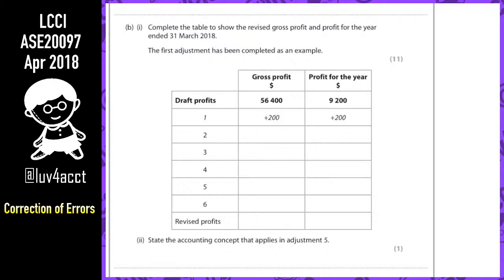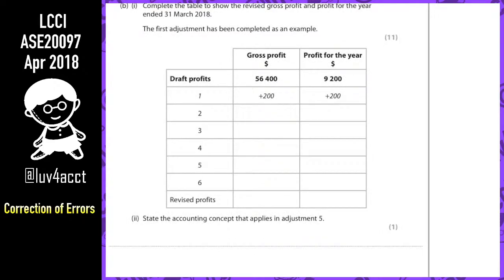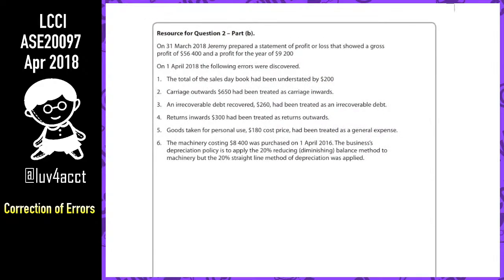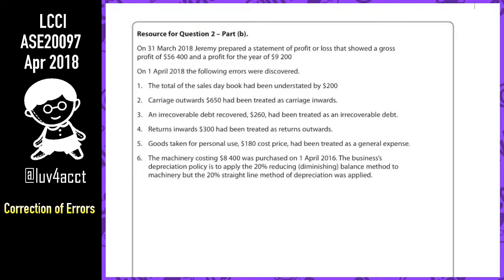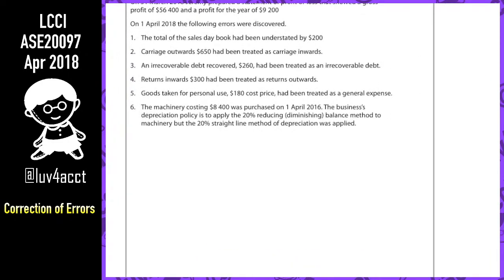Okay, and we have to show the revised gross profit and net profit. Then state the accounting concept that applies in adjustment 5. To do this, it is important that you understand the corrections to be made, so I will write down the journal entries so that it will be clearer.